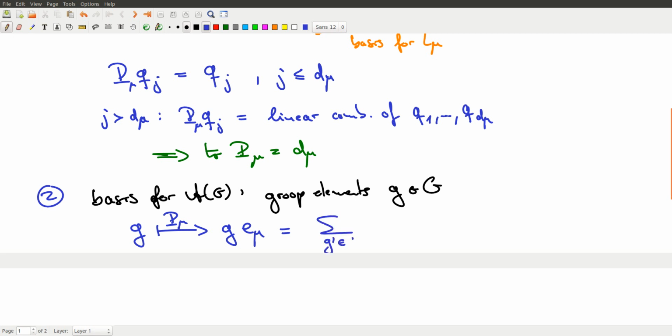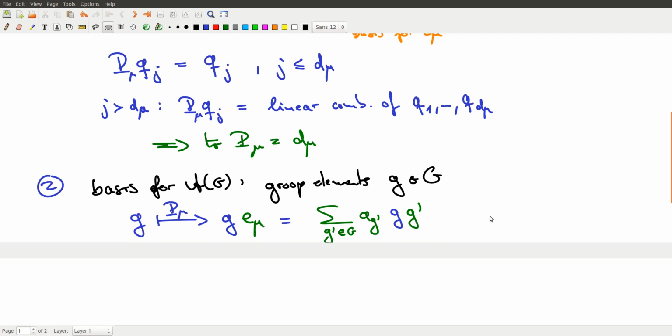sum over g' in the group, and then we have g', and some coefficients here, let's say a_{g'}. So let me highlight this. This here is the E_mu, and over here this is the E_mu, and we right multiplied the blue g.